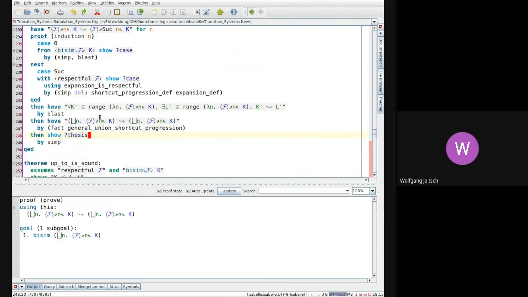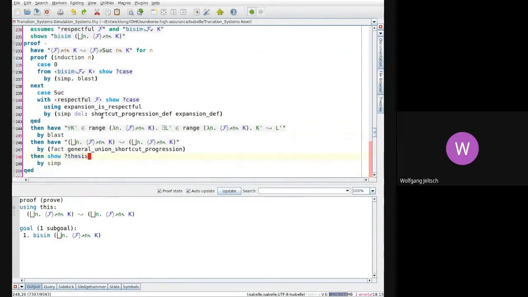And then we have this key lemma. We've established that if we have been given a relation K that's bisimulation up to F, and F is respectful, then this union over all these expansion F to the power of N is a bisimulation relation. Are there any questions?